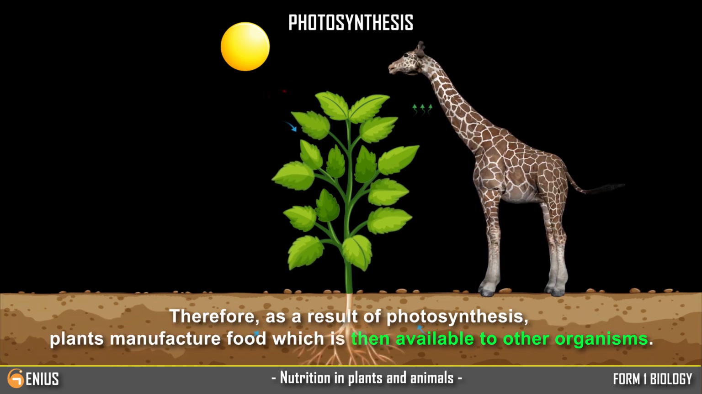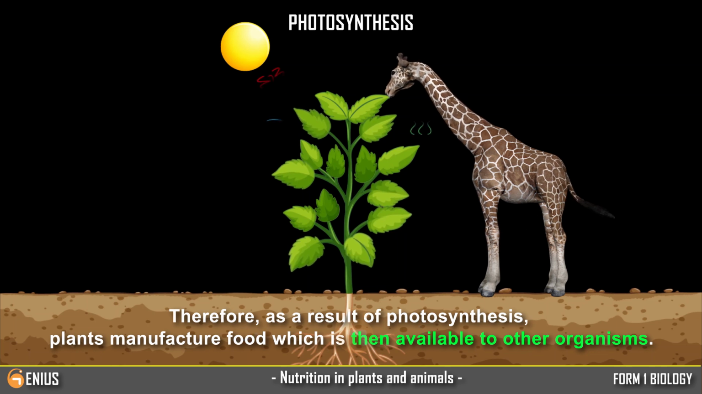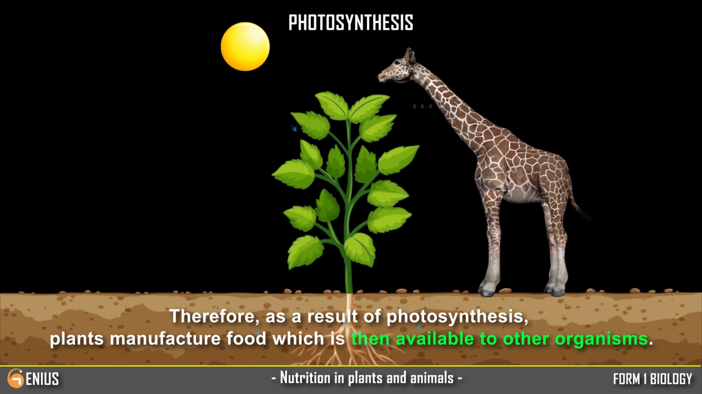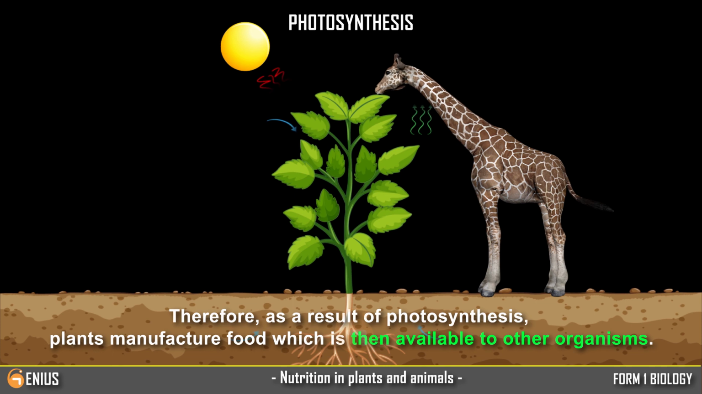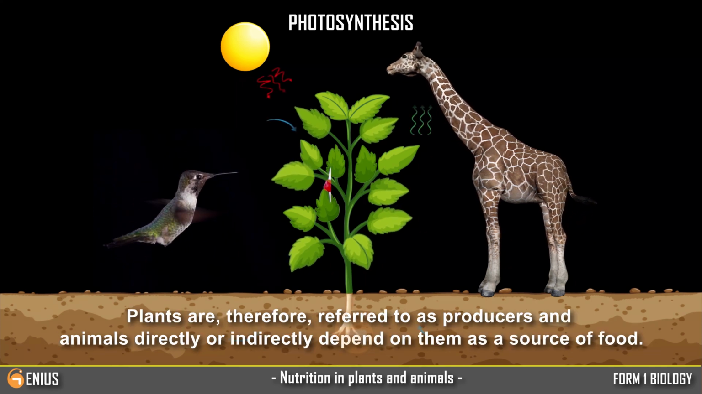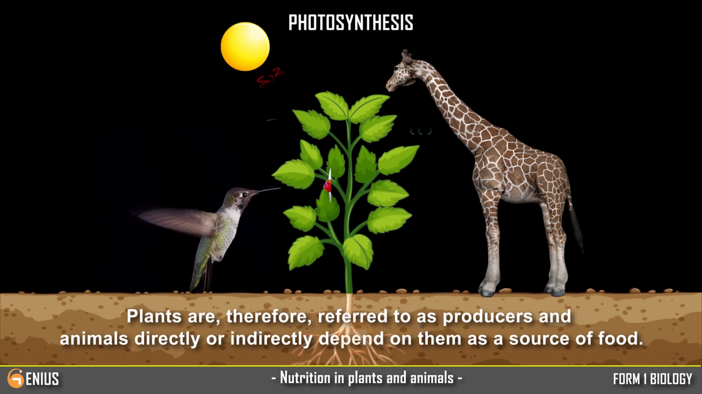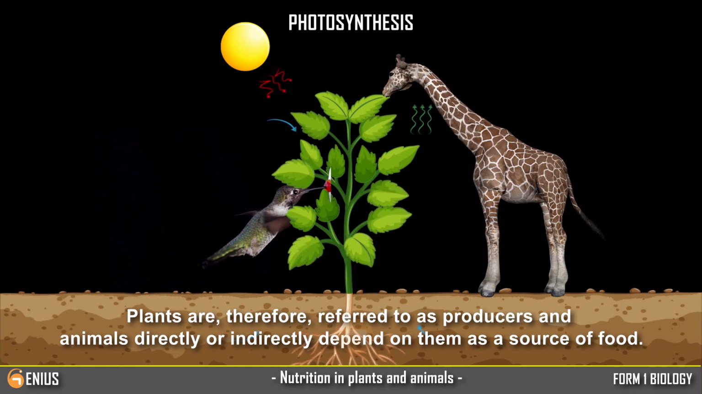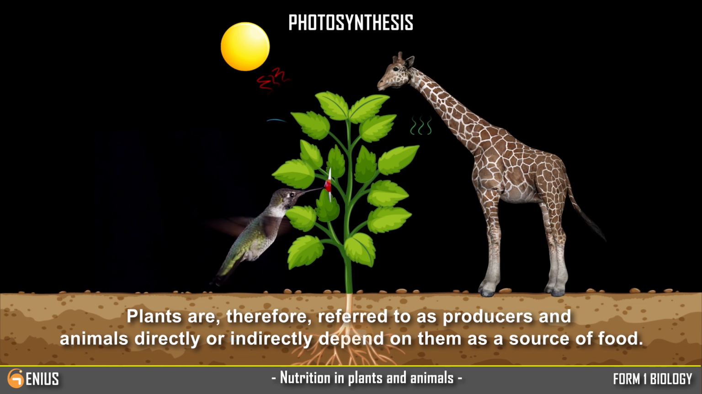Therefore, as a result of photosynthesis, plants manufacture food which is then available to other organisms. Plants are, therefore, referred to as producers, and animals directly or indirectly depend on them as a source of food.